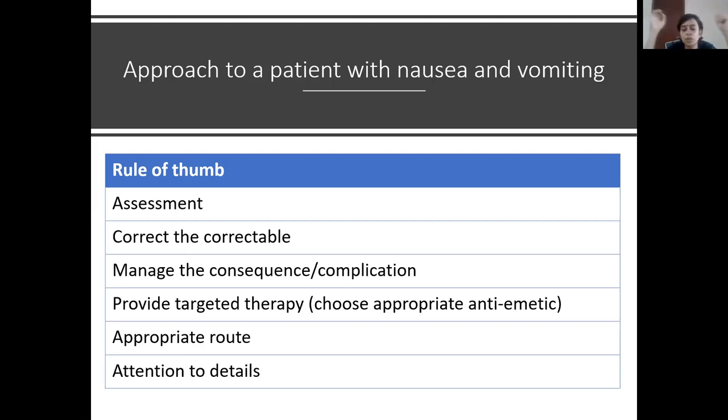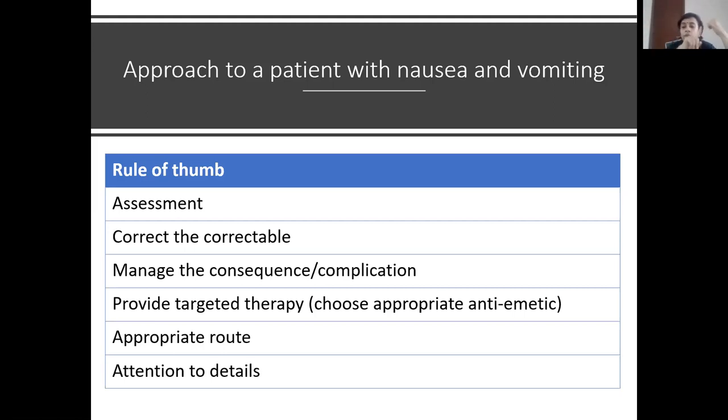So I always use the word appropriate antiemetic because it's not just any antiemetic. It has to be an appropriate antiemetic. It's very tricky. I can't write an oral tablet when he's continuously vomiting and specifically says the tablets are coming out. So I have to choose which route.